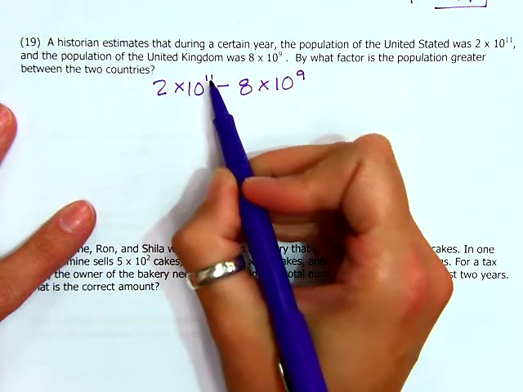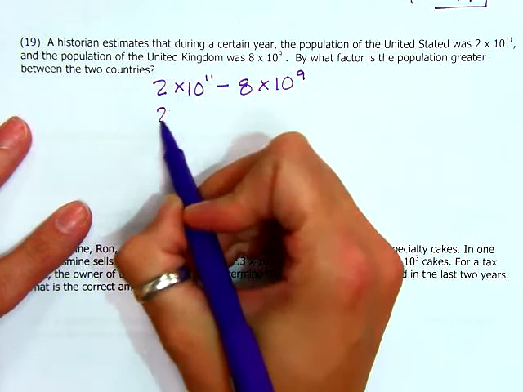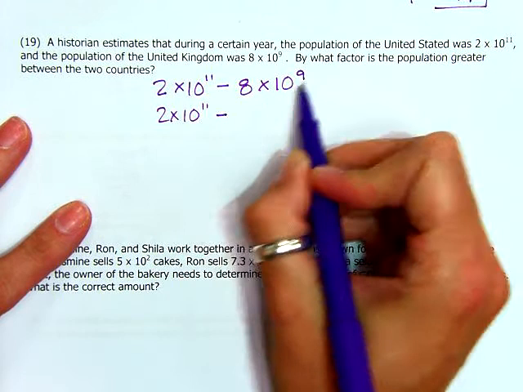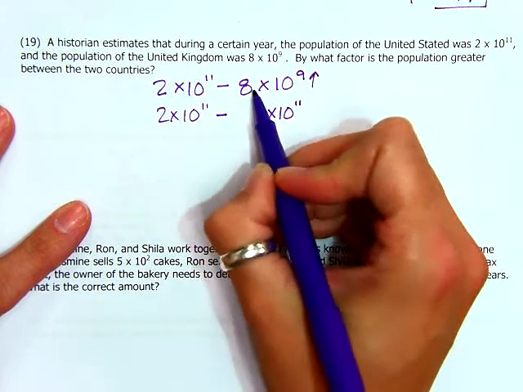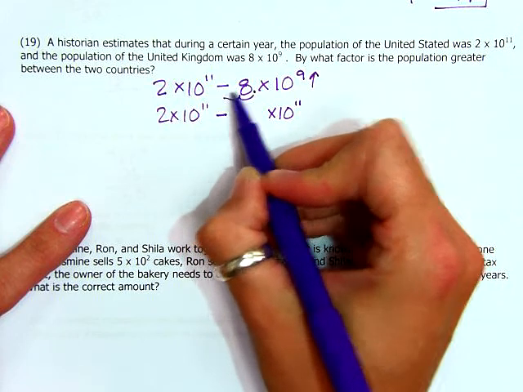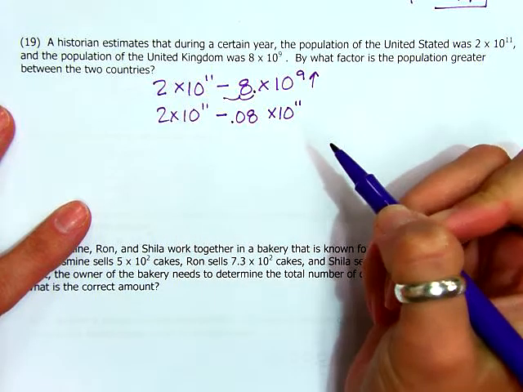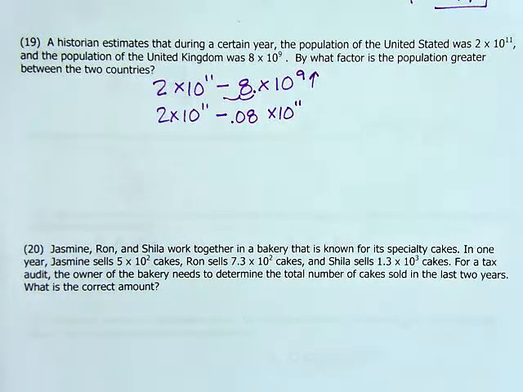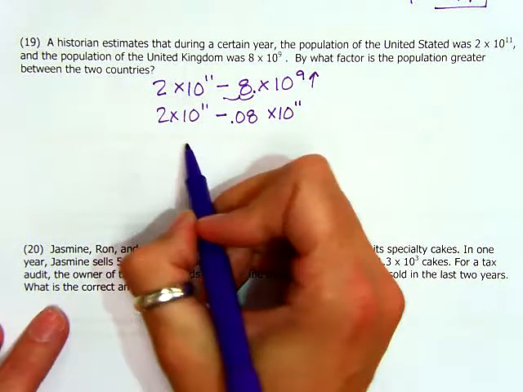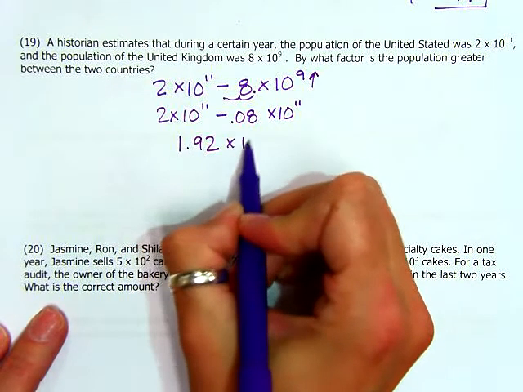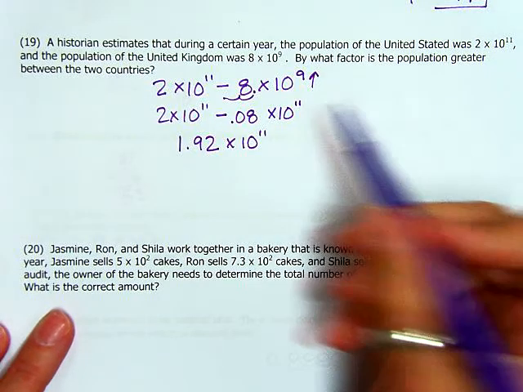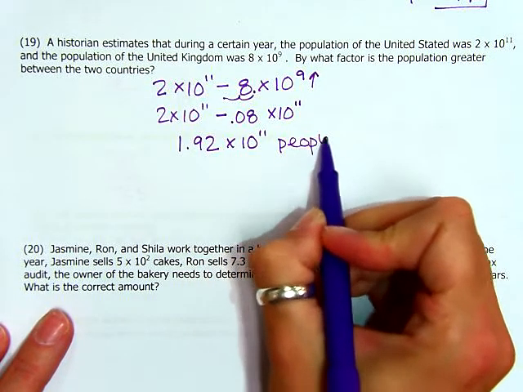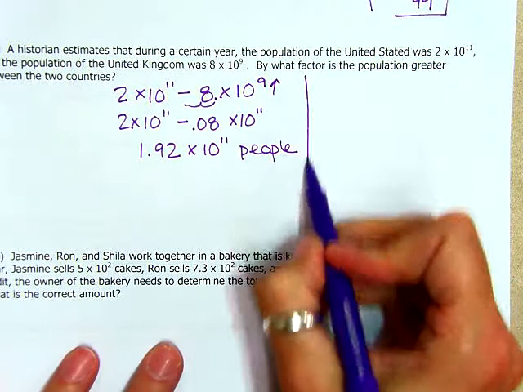I'm going to go ahead and leave it the 11th power. So I rewrite it. That's the first step. Now, this is going to be 10 to the 11th. And if I made this bigger by 2, I need to make this smaller by 2, which gives me 0.08. Okay, so now I can go ahead and subtract. What is 2 minus 0.08? It is 1.92 times 10 to the 11th. And look, I got scientific notation. So this would be the population. This is people.